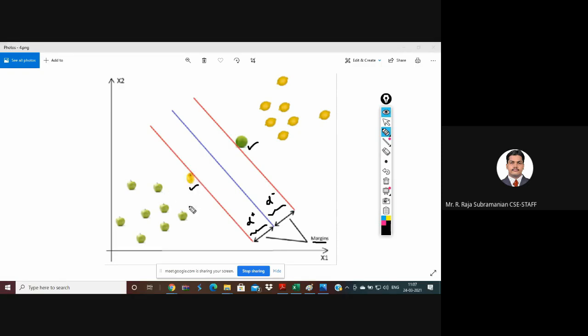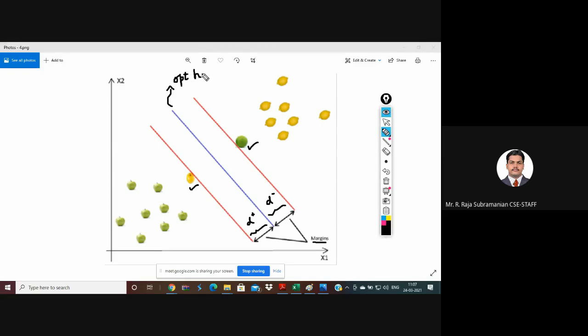Why? Because they are actually closer, right? So I'll put a line over here. I'll put another line over here. Now, if I put these two lines, I'll be in a better position to identify the mid portion where my hyperplane would have to be. Then I can call this an optimal hyperplane.